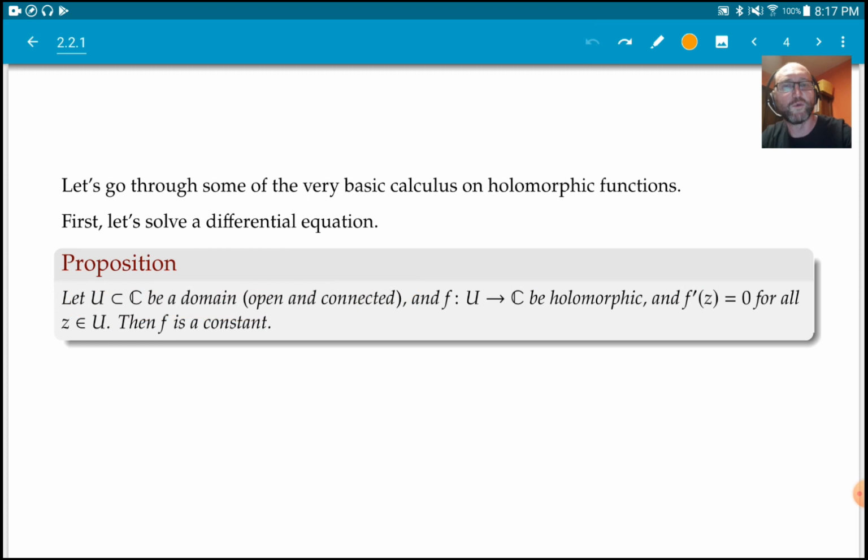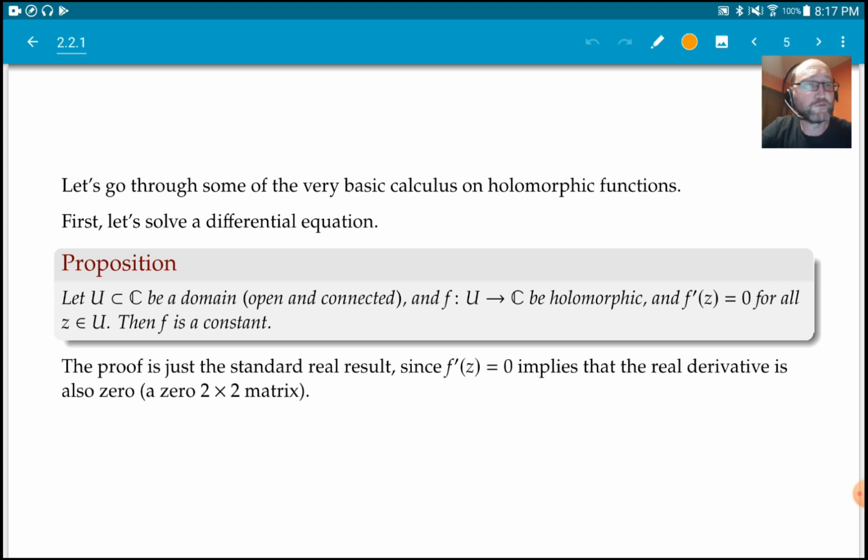Now, why is it important for it to be connected? Well, it is kind of constant if it's disconnected, but you could get different constants in different components, right? So, what is the proof? Well, you just use the standard result. The standard result already says, for differentiable functions from R2 to R2, if the complex derivative is 0, then the real derivative is 0, and if the real derivative is 0, then the function is actually constant, right?